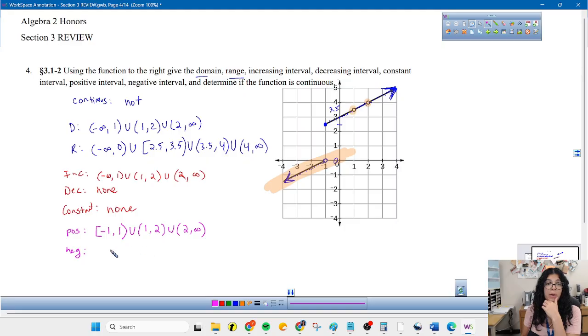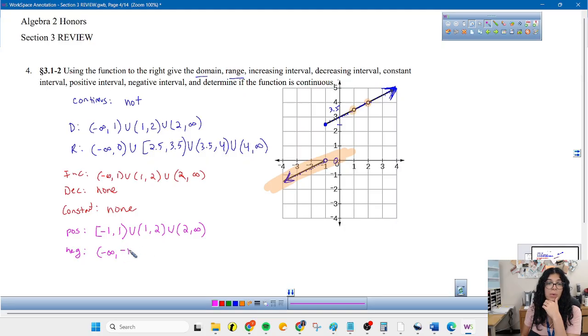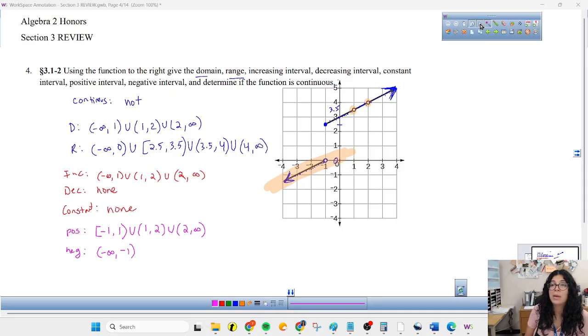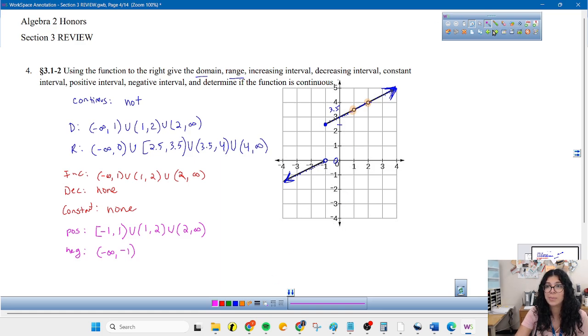So that part of the graph is negative infinity to the -1, not including the -1, not only because it's open, but also because the y value at that -1 will be 0, which would not be included anyway, since 0 is neither positive nor negative. Okay, and those are the key features.